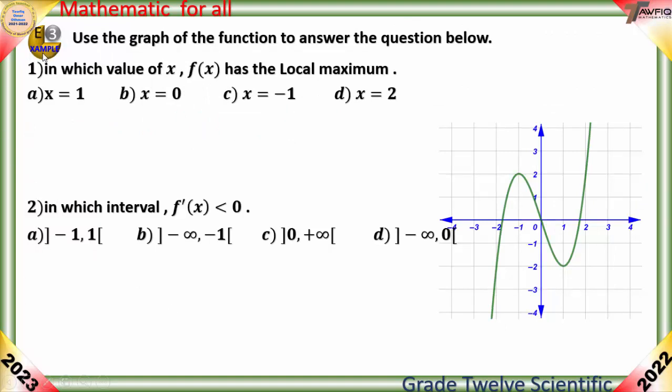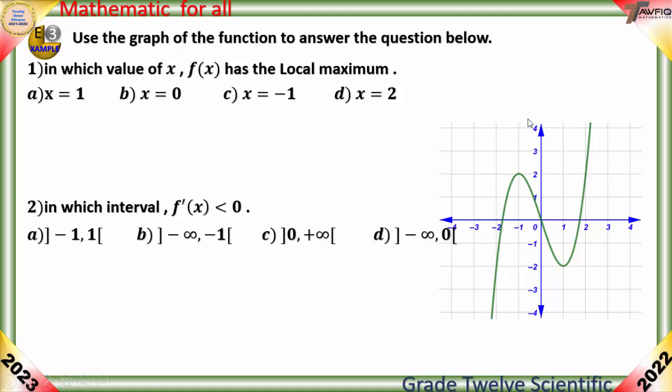Example number 3. Use the graph of the function to answer the questions below. Question number 1. At which value of x does f(x) have the local maximum? We know that the function has a local maximum if the first derivative is equal to 0 or undefined, or does not exist.